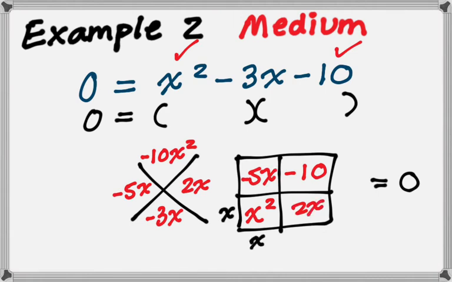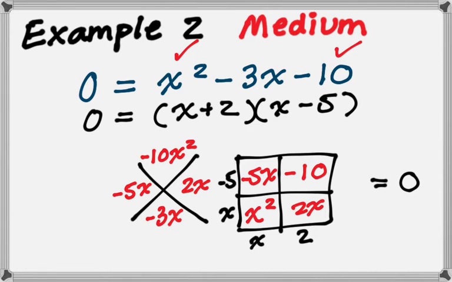This corner has to be an x times x to make an x squared. Looking up, x times negative 5 is negative 5x, and looking across, x times 2 is 2x. So to guarantee I'm correct, I'm going to multiply the negative 5 and the 2, and I get negative 10. So my factors are x plus 2 and x minus 5.